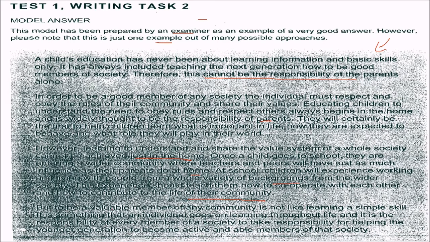This experience should teach them how to cooperate with each other and how to contribute to the life of their community. But to be a valuable member of any community is not like learning a simple skill. It is something that an individual goes on learning throughout life. And it is the responsibility of every member of a society, be it parents or teachers or the school, to take responsibility for helping the younger generation to become active and able members of society.